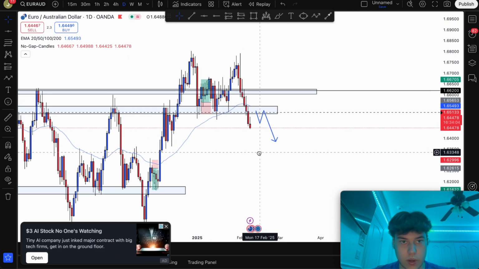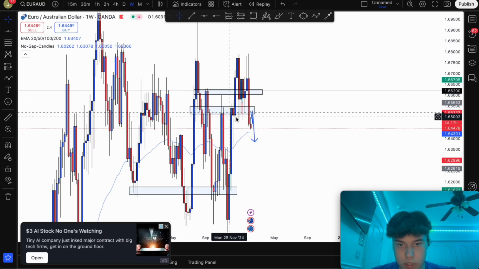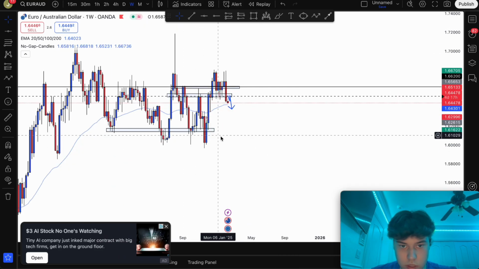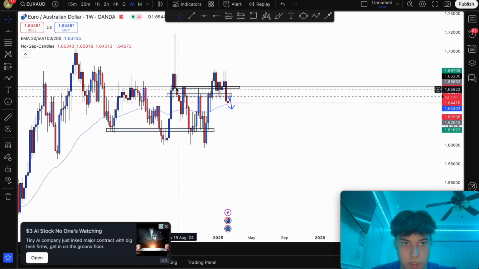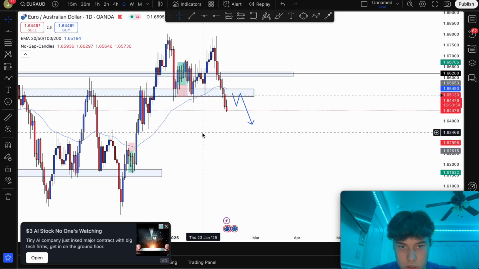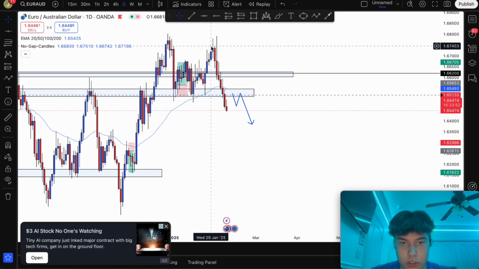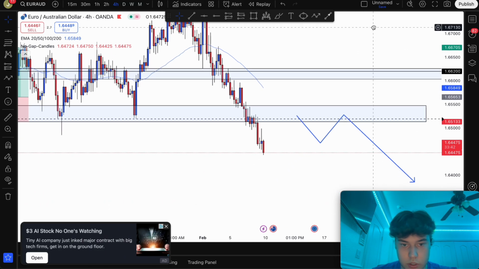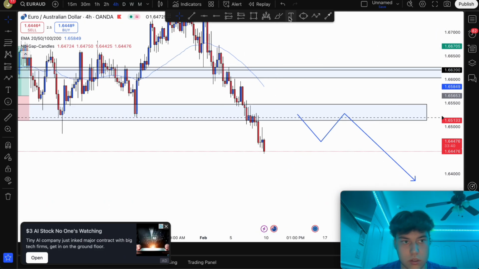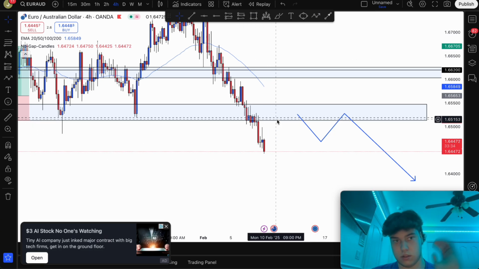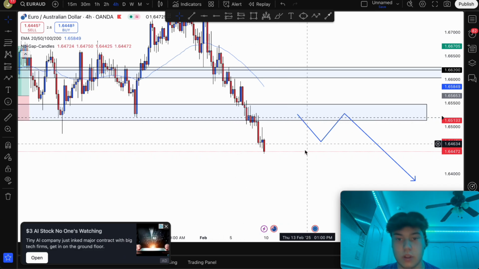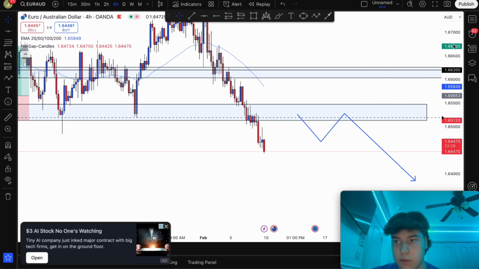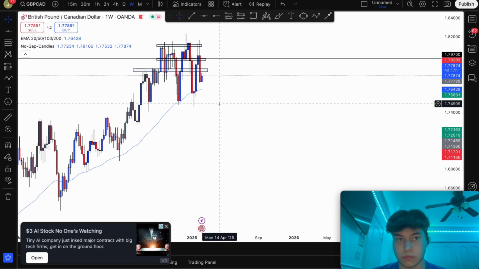Next up, we have Euro AUD. If you go on the weekly time frame, we are bullish. On the daily, we are bearish. We are also bearish on the 4 hour. I want price to come into this area and find a shift of structure on the 1 hour, 30 minute, and then engulfing on the 15 or 30 minute. So that's what we have for Euro AUD.